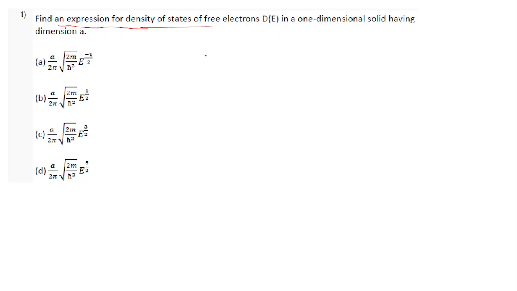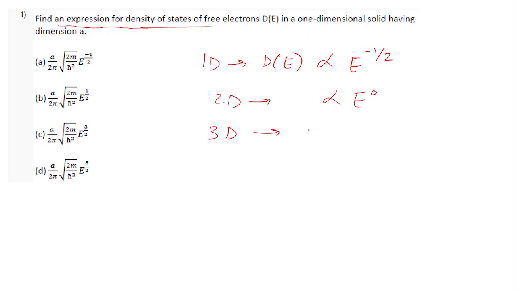Like for 1D, which is asked, density of states depends on energy as E to the power minus half. For 2D, it's proportional to E to the power 0. For 3D, it's proportional to E to the power half, and we had seen their graphs also. For 1D, the graph is like this, with E and density of states. For 2D, it's just constant. For 3D, it's like this.